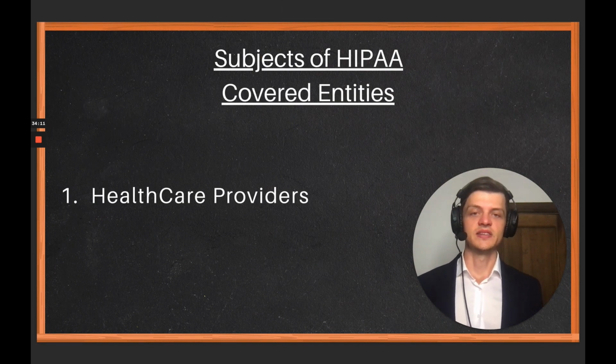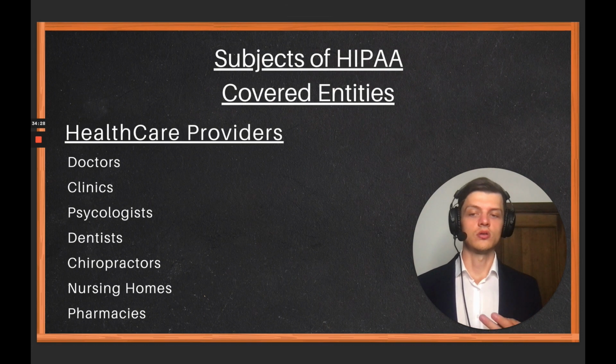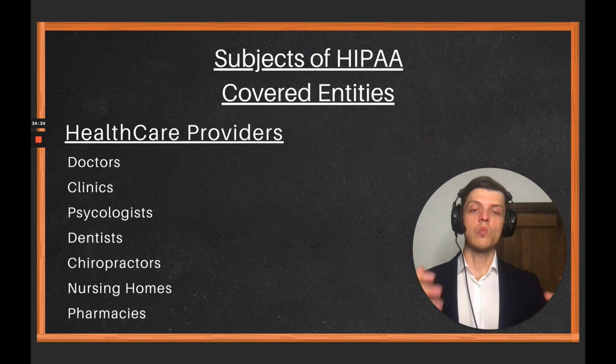Covered entities are divided into three categories. The first category is healthcare providers. Healthcare providers are those who provide you with treatment in the first instance. For example, we have doctors, clinics, psychologists, dentists, chiropractors, nursing homes, and pharmacies. So these are someone who provides you with direct treatment.